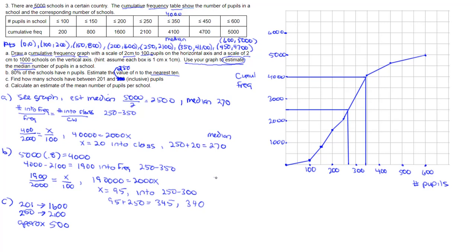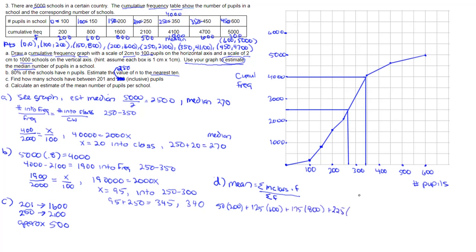In part D, it says calculate an estimate of the mean number of pupils for school. So what we're going to do is go ahead and write the frequencies in here, and then we should establish the mid-class values. And these are our boundaries. Now I'm going to write this down because we're going to have the sum of the mid-class values times the frequency divided by the sum of the frequencies.